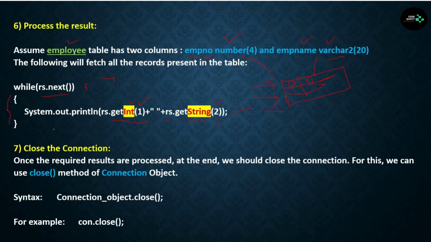Once we have processed the result, towards the end we are supposed to close the connection. To close the connection, we can call the close method of the connection object. Like we already created the connection object at the beginning to get a connection, with the same object reference we will call the close method so that the connection is completely closed.